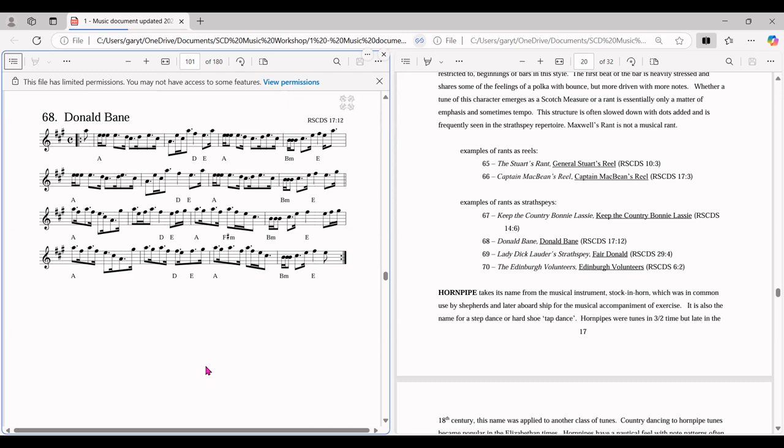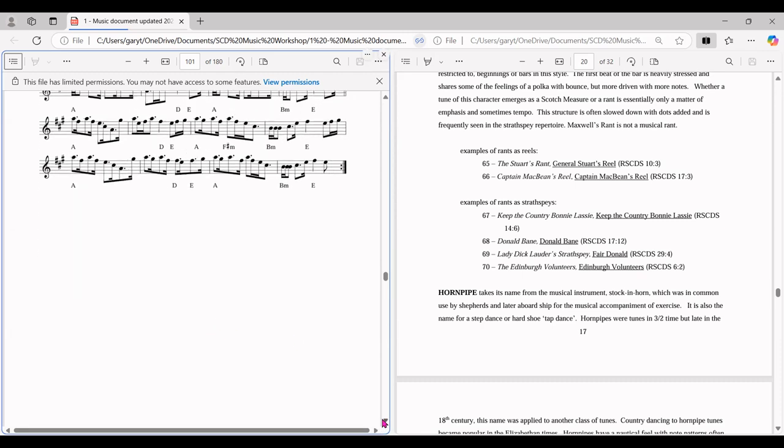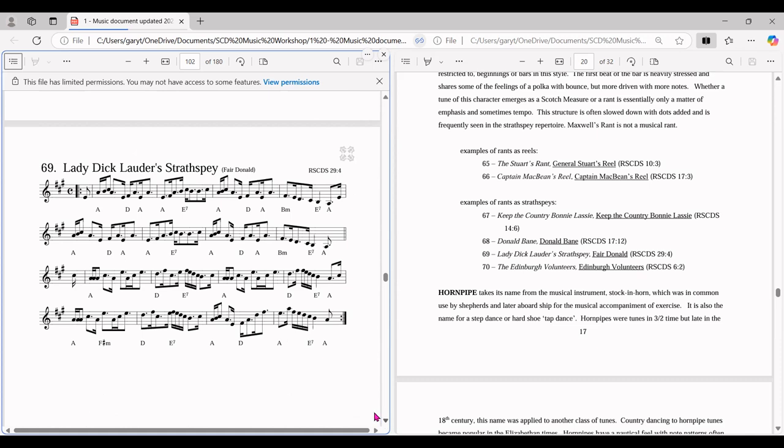Right. That's Donald Bain, and one we dance to very frequently. For Fair Donald, Lady Dick Lauder's strathspey.